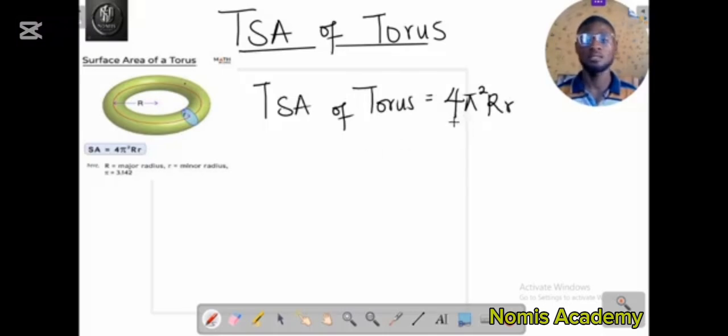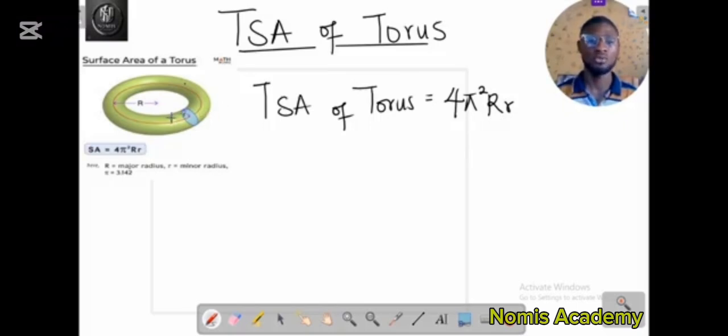Now what are these? Pi is 3.142 or 22/7, as the case may be. Remember that pi is the ratio of circumference to diameter and it is constant for all circular objects. Now the R in this formula, the capital letter R, is the major radius. And what do I mean by major radius?